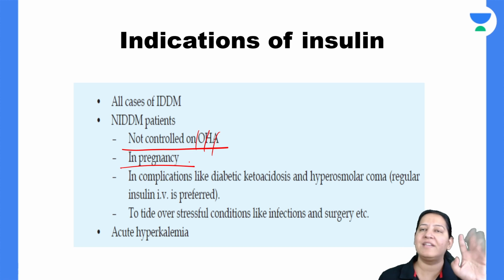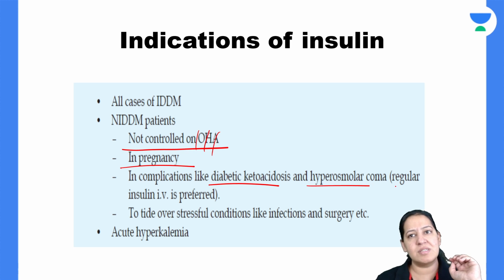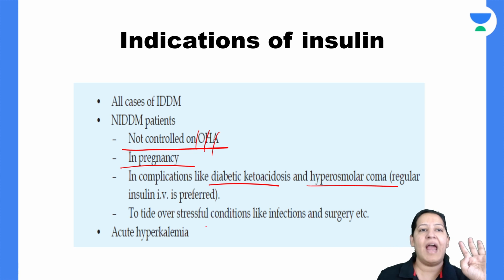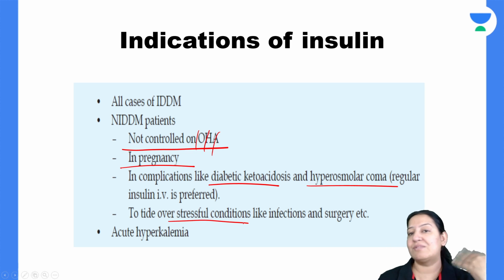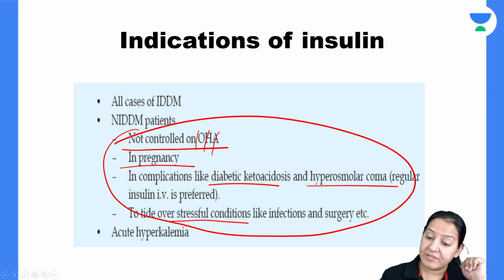In pregnancy, directly give insulin. If a pregnant lady has diabetes, don't try oral hypoglycemic agents. Directly give insulin, right? In complications like diabetic ketoacidosis and hyperosmolar coma, don't try oral hypoglycemic agents. Directly give insulin. And if the patient is tiding over some stressful condition like surgery, burns, or any infection, give insulin. So these are the 4 criteria of type 2.